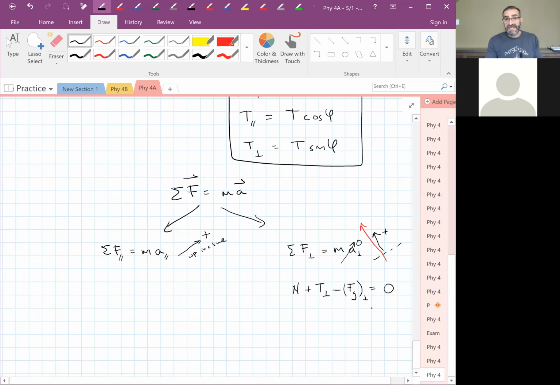And those have to sum to 0. So why am I doing the perpendicular direction? To get the normal force. Why do I need the normal force? Because there's friction force over here in my equation, and I have to substitute in for that.